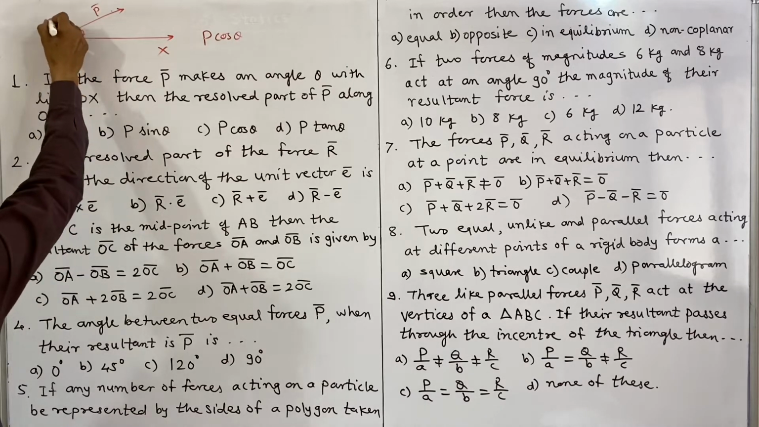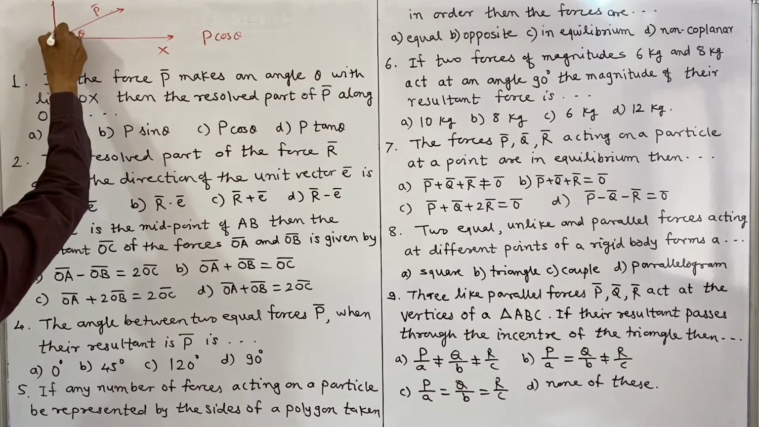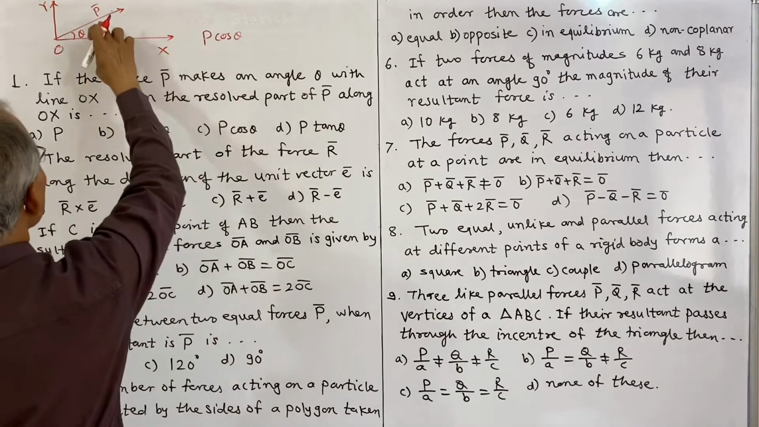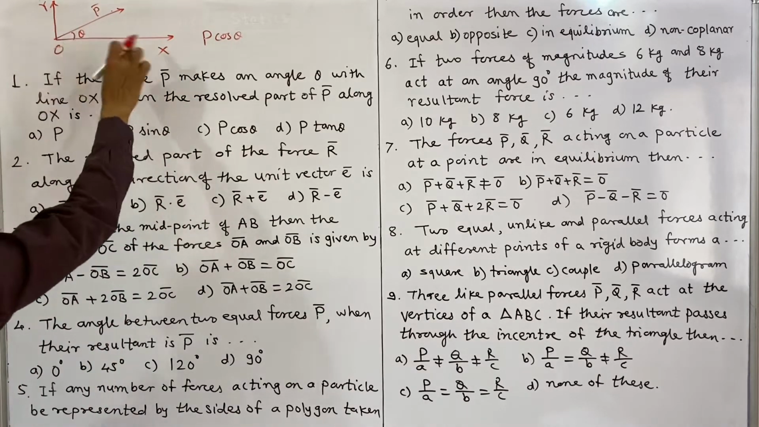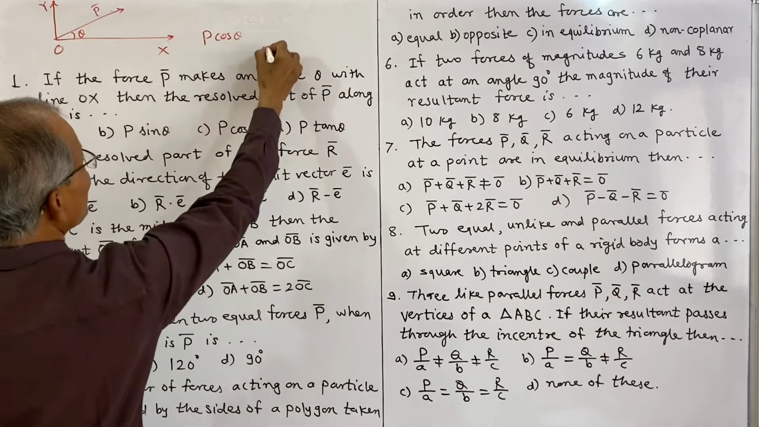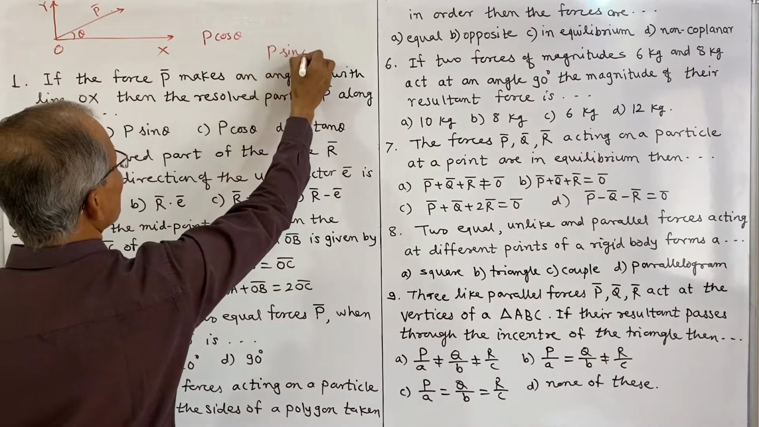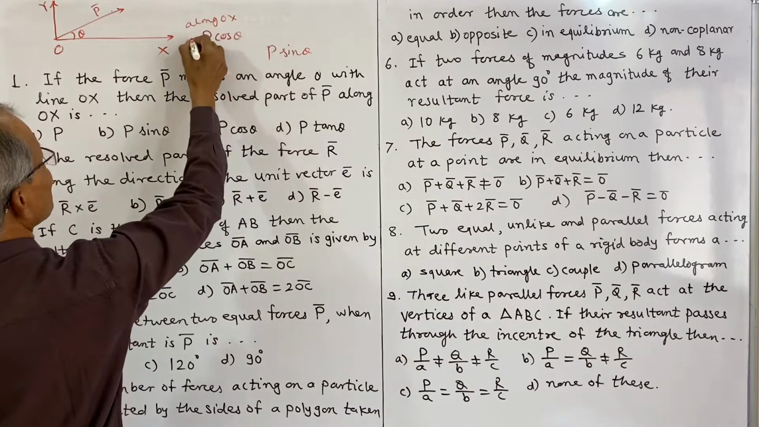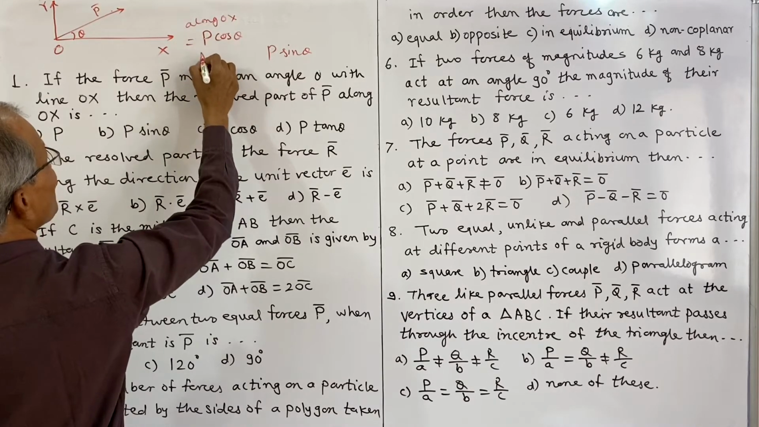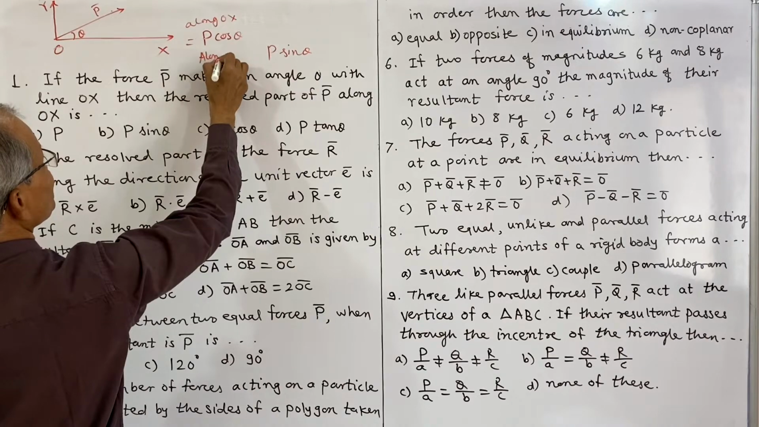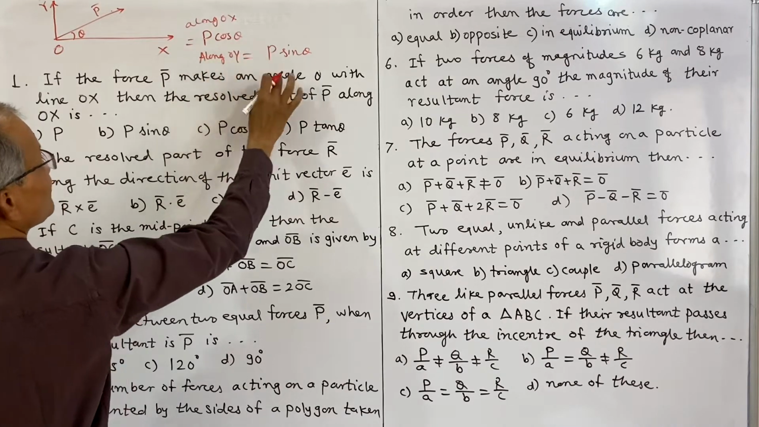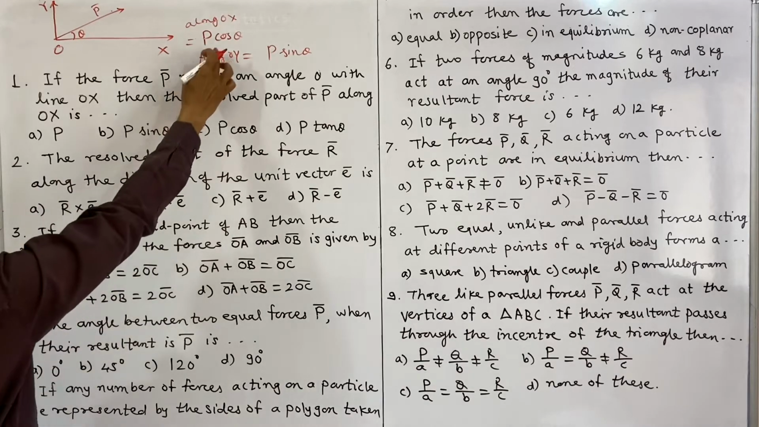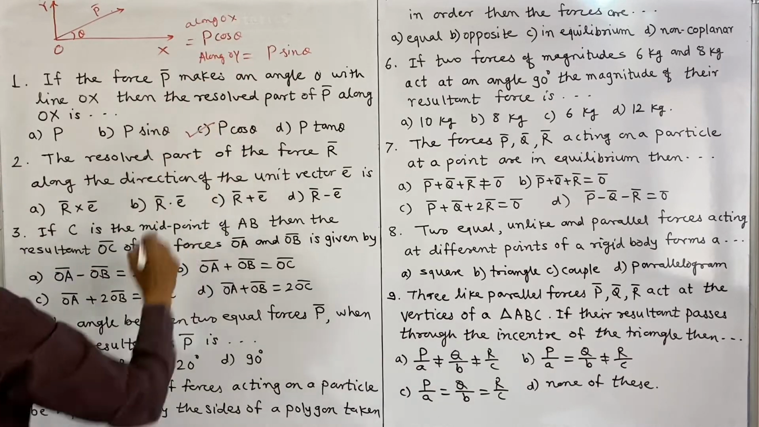And if you consider the perpendicular to OX, which may be denoted by OY, then the resolved part of P along OY in terms of this angle theta will be P sin theta. So, this is along OX and this is along OY. But here it is asked along OX, and therefore the correct answer is P cos theta.